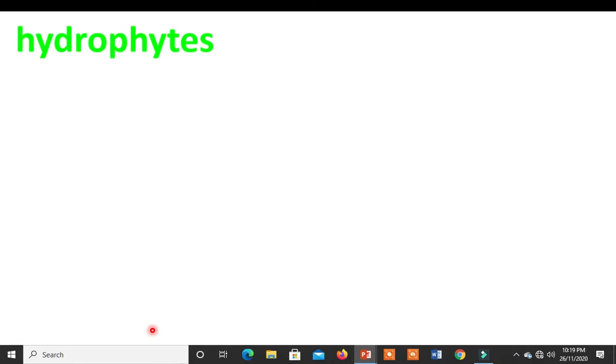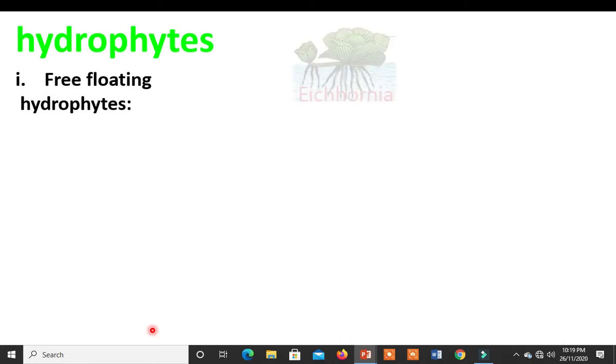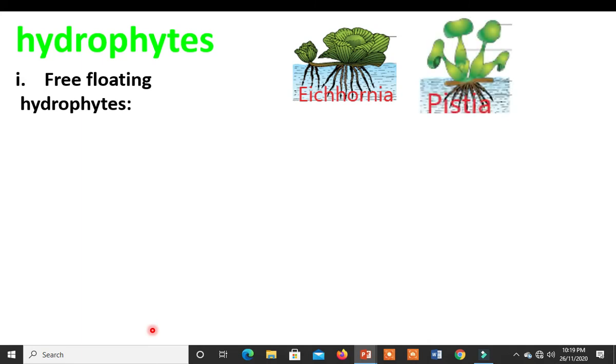There are different kinds of hydrophytes. They are free floating hydrophytes. Hydrophytes are water plants. They float on the surface of the water. The roots have no contact with soil. Eichhornia and Pistia are these types. They float on the surface. They move from one place to another place due to water current. They are not rooted plants.